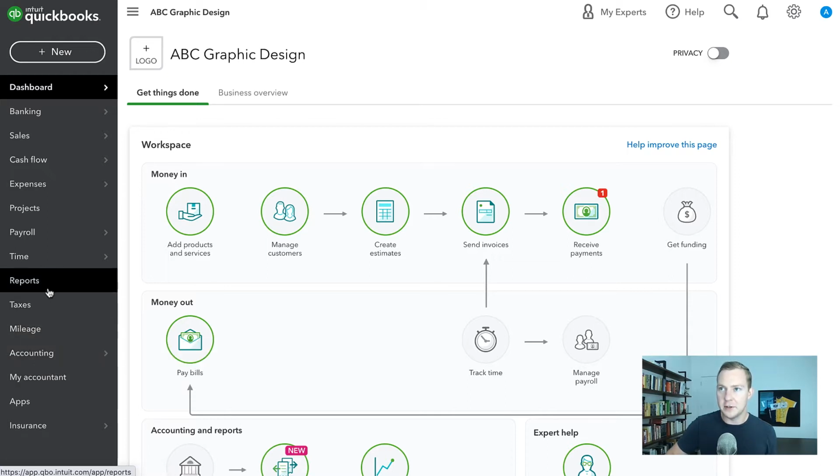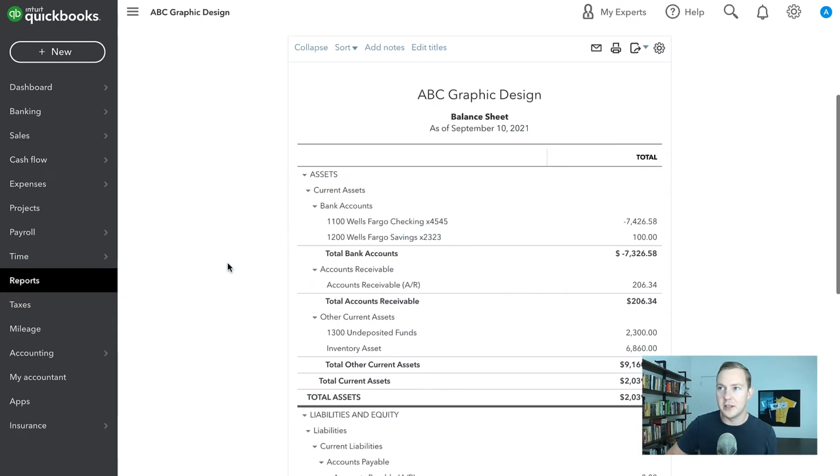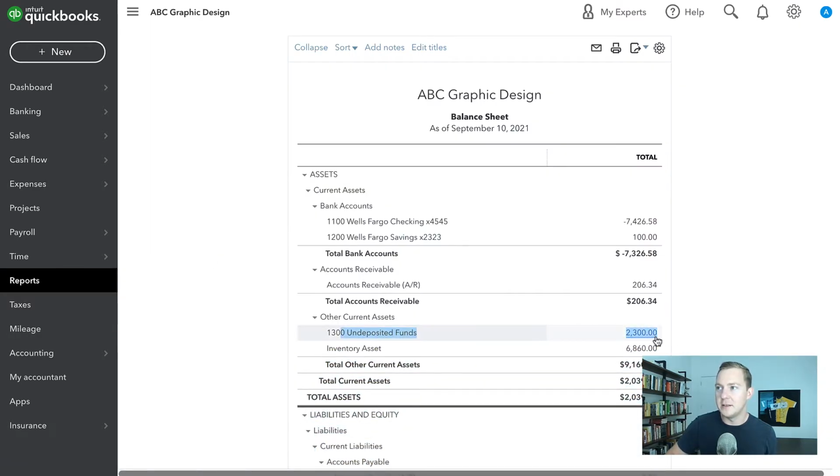And let's go look at our balance sheet. So we go to reports and then we go to balance sheet and we see undeposited funds. And what is that? What does that mean? So undeposited funds literally is funds that you have received but not yet put into the bank account. So it's an intermediate account where, maybe a customer has mailed you a check and you have the check in your possession, but you have not yet deposited it into the bank.